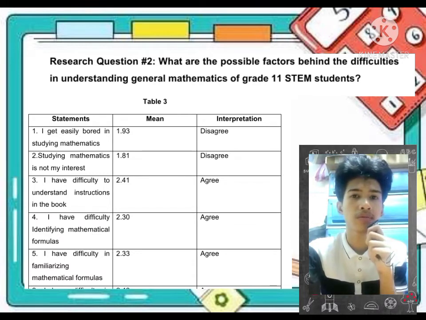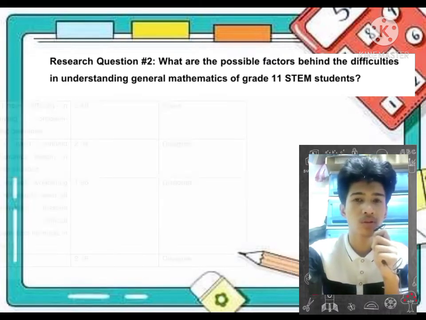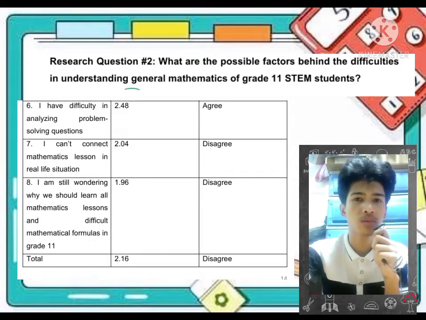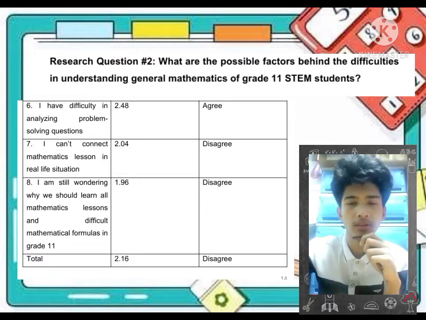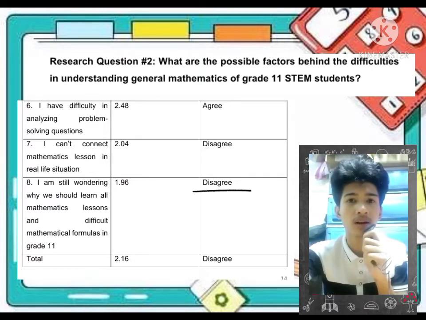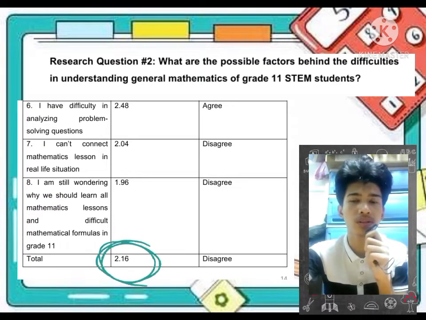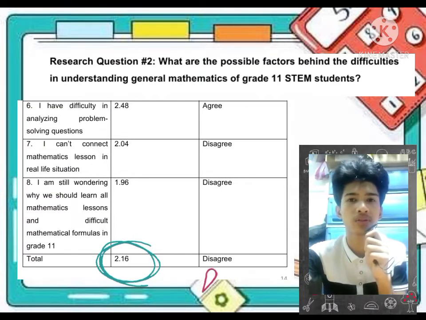Same with statement number 5, the mean is 2.33 which falls to the verbal interpretation of agree. Also, statement number 6 has a mean of 2.48, verbally interpreted as agree. Statement number 7 has a mean of 2.04 which is disagree. In statement number 8, the mean is 1.96 which is disagree. The overall mean is 2.16 which falls to the verbal interpretation of disagree.